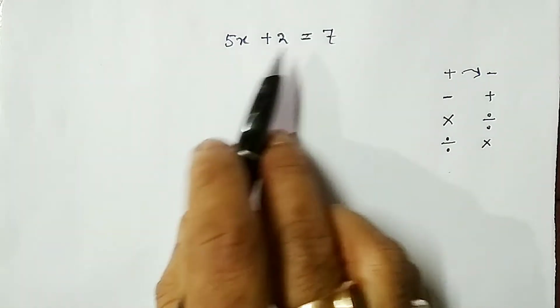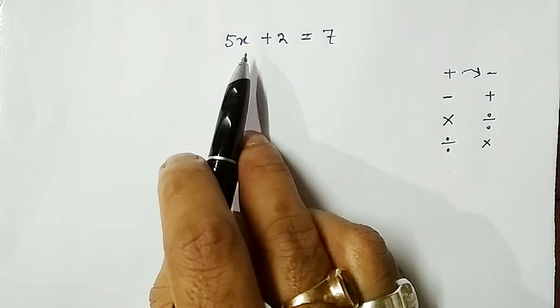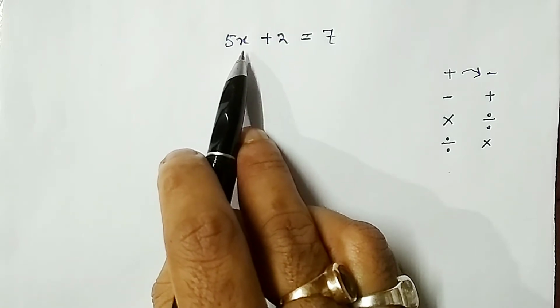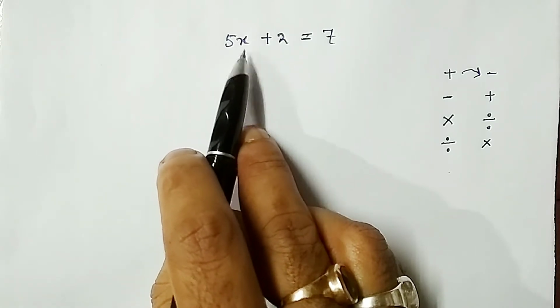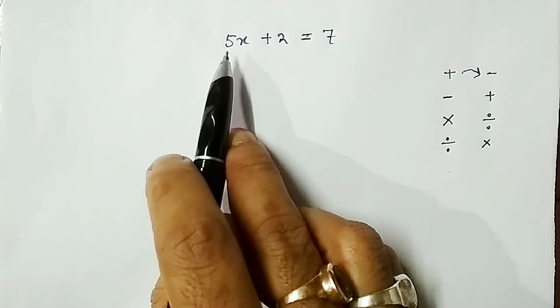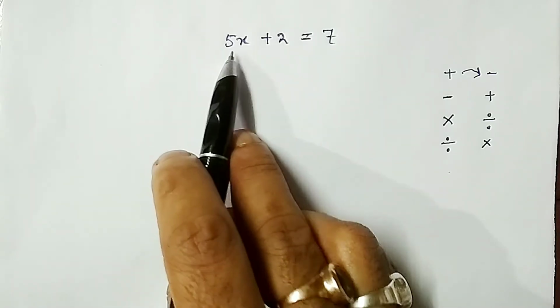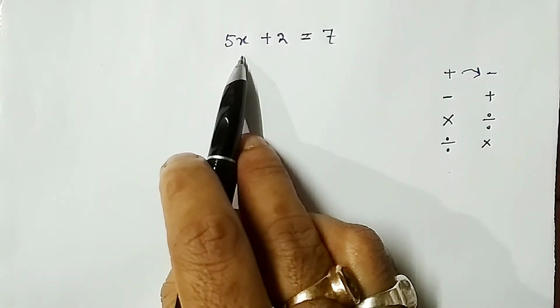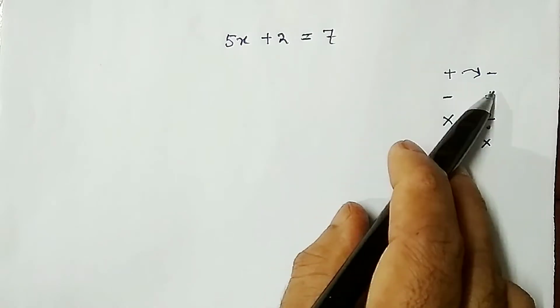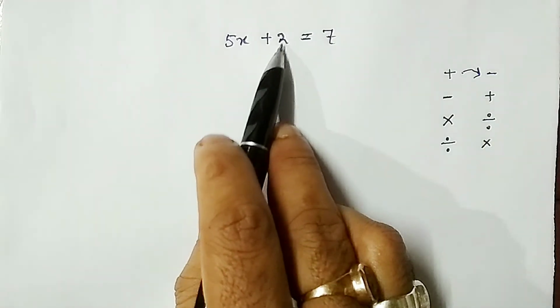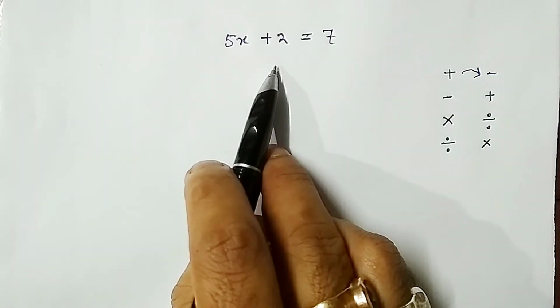Now here, it is just like a puzzle. x is my friend and I want to save this x. But this x is captured by 5 and 2. So I want to kill this 2 and 5. Then only I can protect my friend x. Now we know enemy of plus is minus. So to kill this plus 2, we will introduce minus 2.